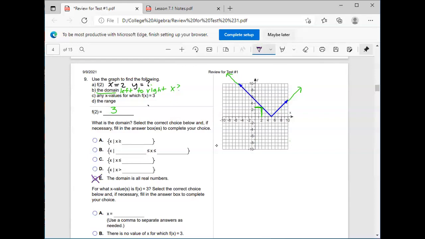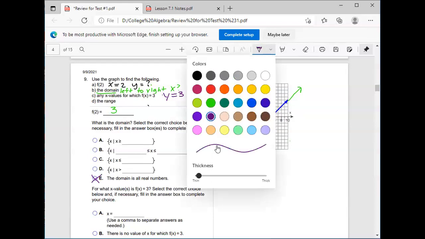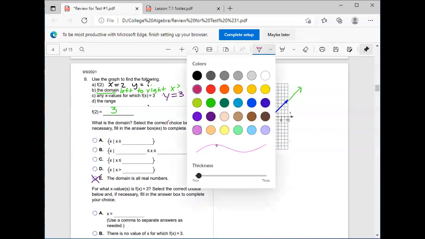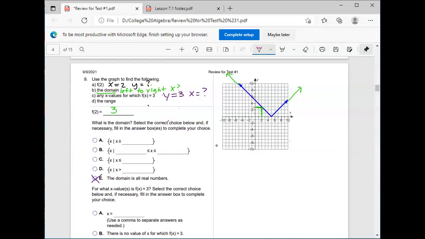Okay, C says any x values for which f of x is 3. What that is asking you is when y is equal to 3, what is x? When y is equal to 3, what is x? Okay, so I go right here, get a different color. So when y is equal to 3 is right here. So actually, we go on over, we got 2 things going on here. It looks like 2 and 8. So that would be the answers, 2 and 8.